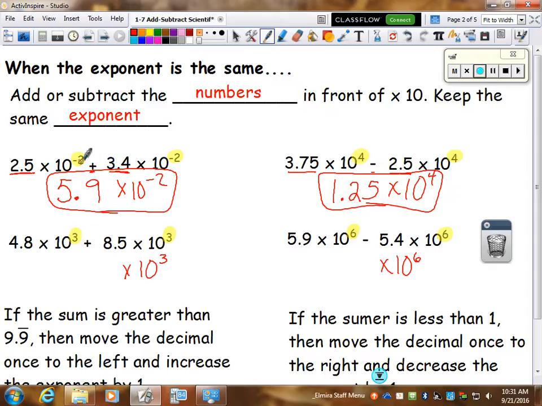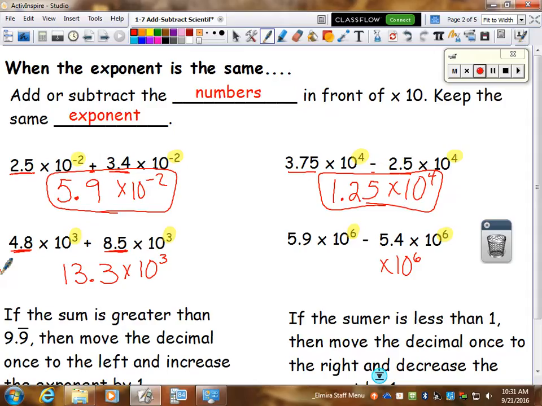Down here in these next two problems, we're going to run into a small problem. Okay? The small problem is this. If I add 4.8 and 8.5, I get 13.3. Okay, that doesn't feel wrong. It doesn't feel wrong. That does indeed add up to be 13.3, and we're keeping the exponent because they match.